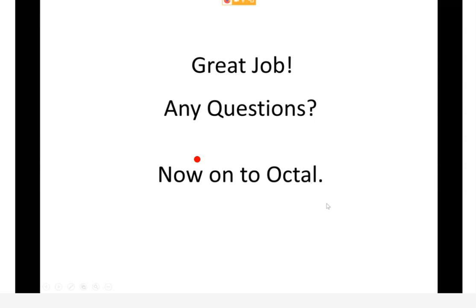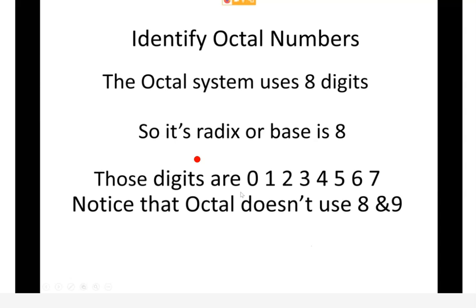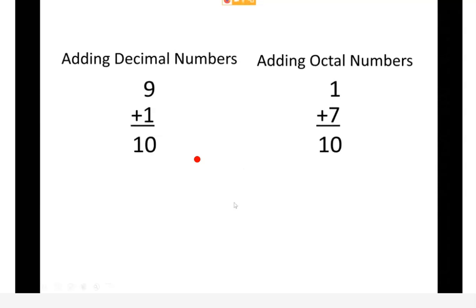Now on to octal. So octal is 8 digits. Octagon has 8 sides, right? So its radix or base is 8. And we only go from 0 to 7, so we don't use 8 and 9. So if we compare adding decimal numbers, 9 plus 1 is 10. When we add octal, 7 plus 1 is 10. Good fun stuff, right?